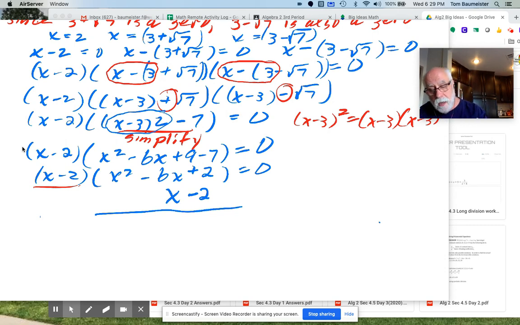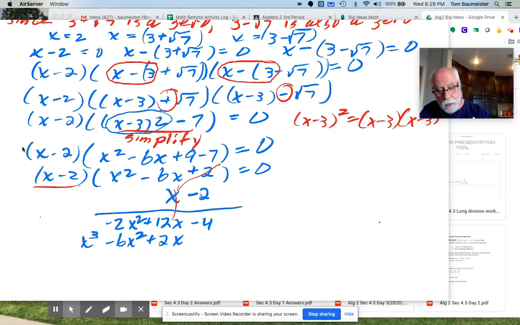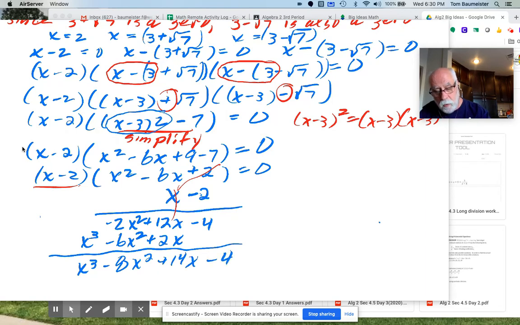So again, if I do that, I'll have negative 2 times negative 6. That will give me a plus 12x. Negative 2 times x squared will give me a negative 2x squared. Remember, I'm going to now take and go like this, right? And if I do that, x times 2 is a plus 2x. And then I have x times negative 6x, which will give me negative 6x squared. And then x times x squared is x cubed. And again, just like we did above, we're going to add those up. So I'll get x cubed, negative 8x squared, plus 14x minus 4.